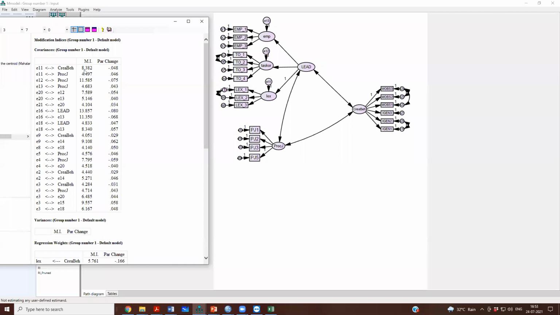E11 should go with the latent factor creative behavior, and the highest that you will get is if you go E16 with the latent factor. So all these are actually not making any theoretical sense, right?